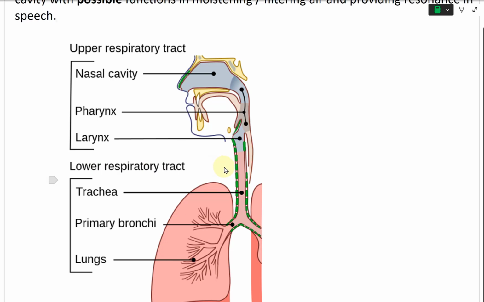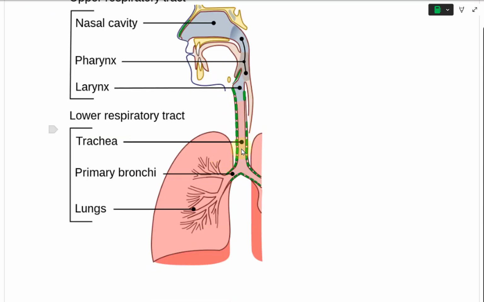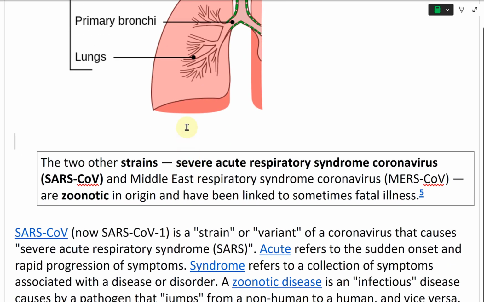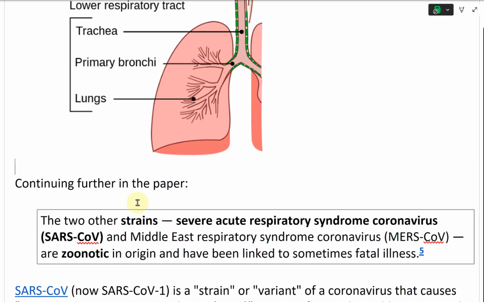And there's the lower respiratory tract. There's a trachea, it goes all the way down here, or the windpipe. And there are the lungs and so on. There's the bronchi that branches out. All right, now let's continue further in the paper.